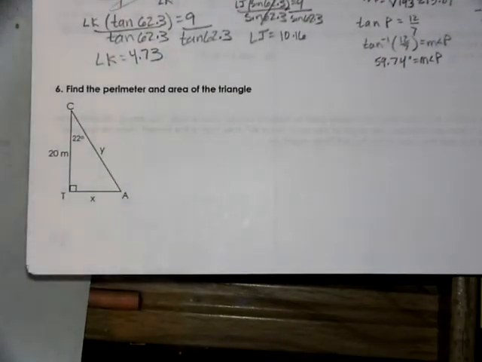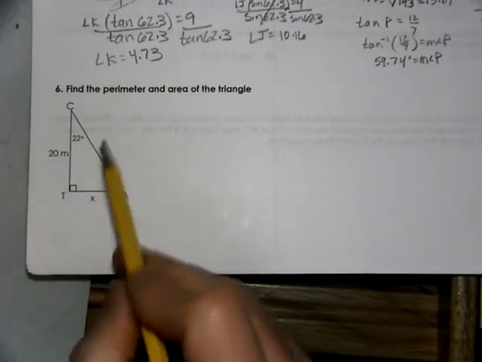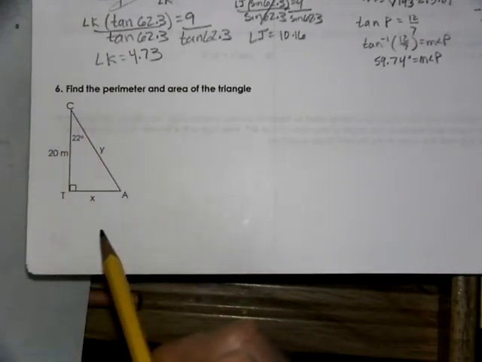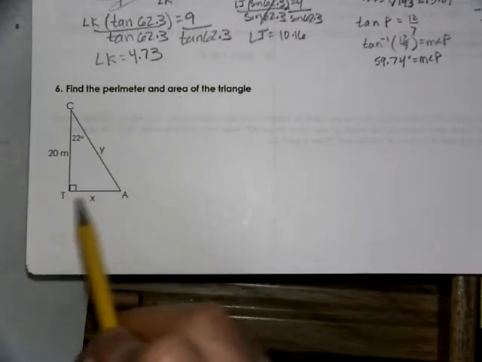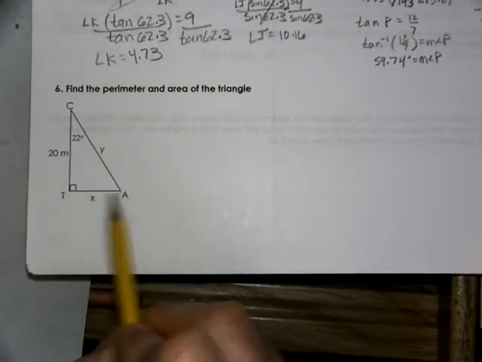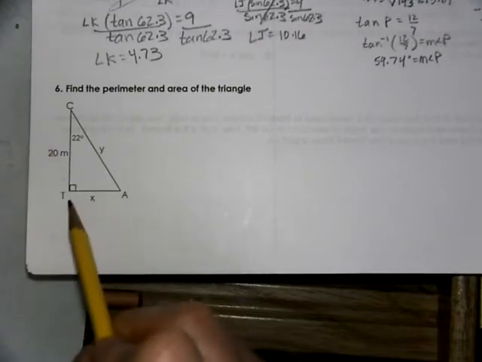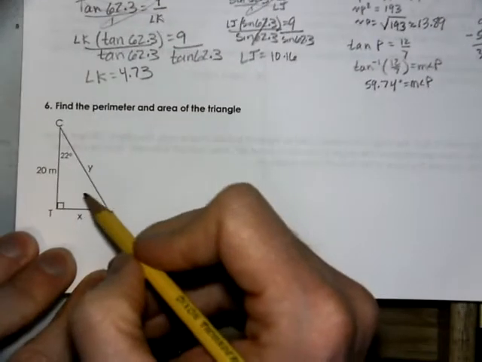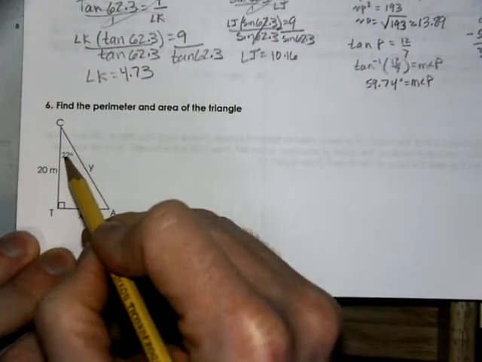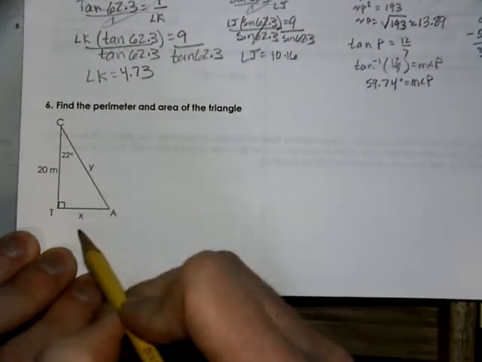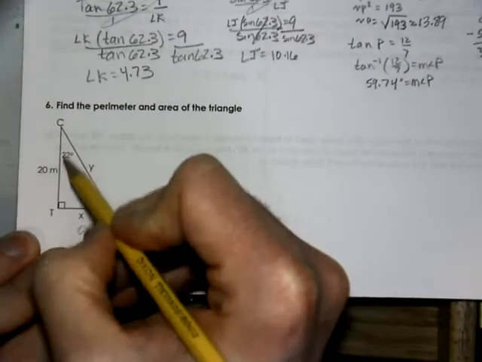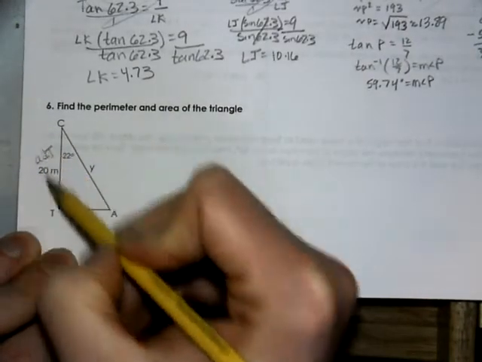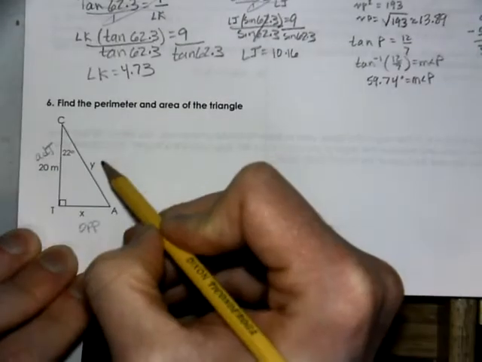Okay, find the perimeter and the area of the triangle. To find the perimeter, we have to find the other two sides, so we can add them all up. To find the area, I need to find the other leg, so I have base times height, the two perpendicular sides. So we have to find the missing sides. So we're going to first look from the 22. Side opposite is across from it. Adjacent is next to it. And the hypotenuse is across from the 90.